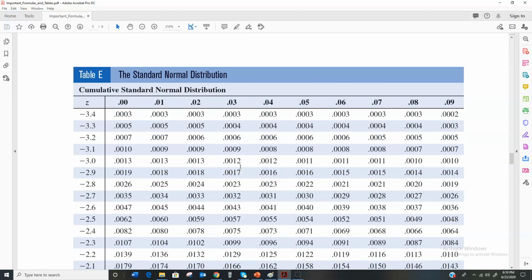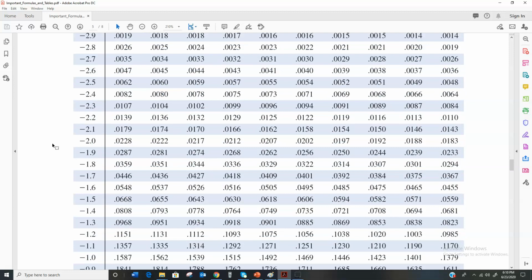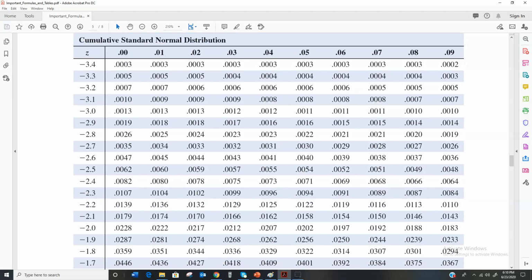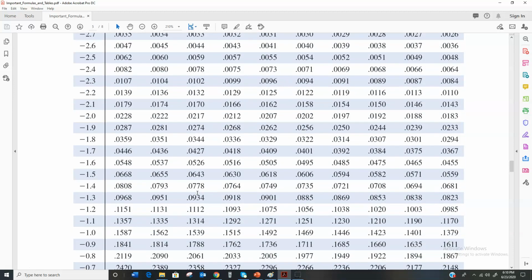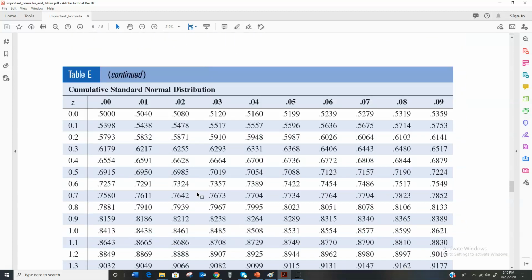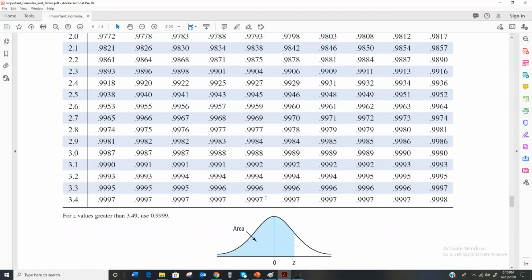So we're looking for 2.08. So how do we find that? Well, these Z-scores right here are all negative Z-scores, so this isn't the page we want to be on. We want to go to the next page where it has the positive Z values. It gives a little picture down here to remind you that the area to the left is what the chart is giving.